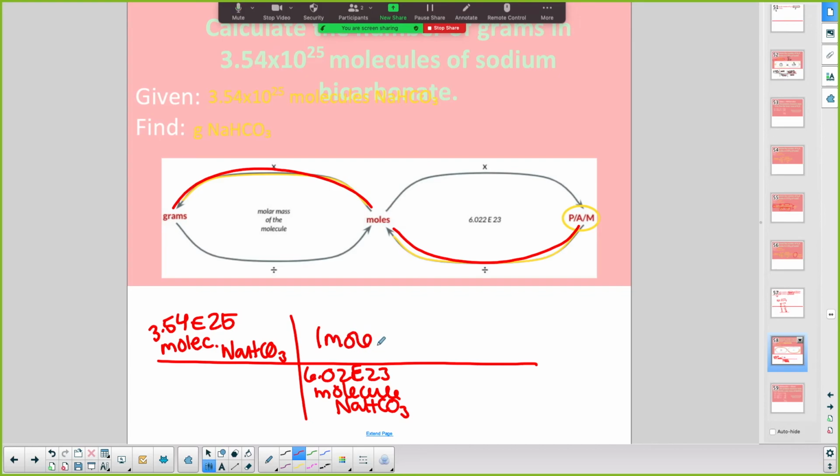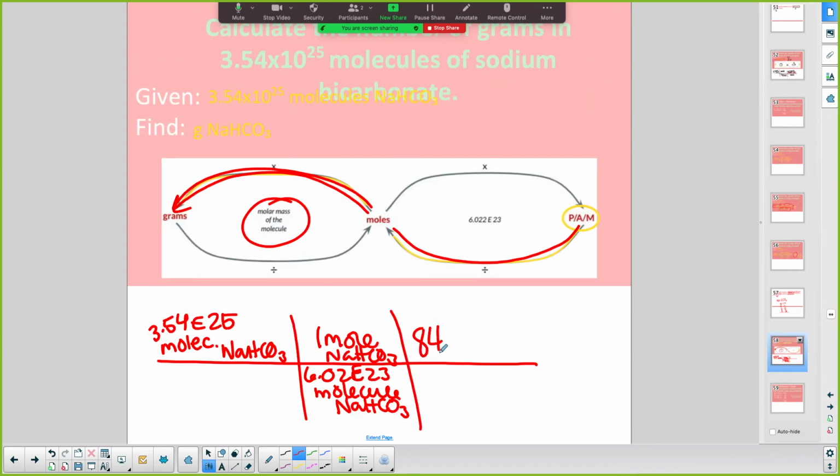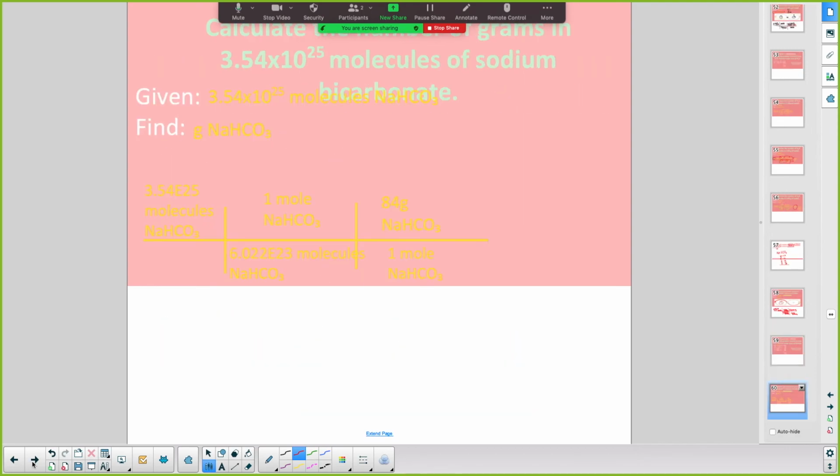So 1 mole. And then from there, I go to what? I'm at mole. I need to get to grams. So what do I put? Molar mass. And it goes on the top or bottom? Top. So that's that 84 that we just found. So 84 goes on the top, NaHCO3, because in 1 mole, there are that many grams. So those are our unit conversions. So your table should look like this.